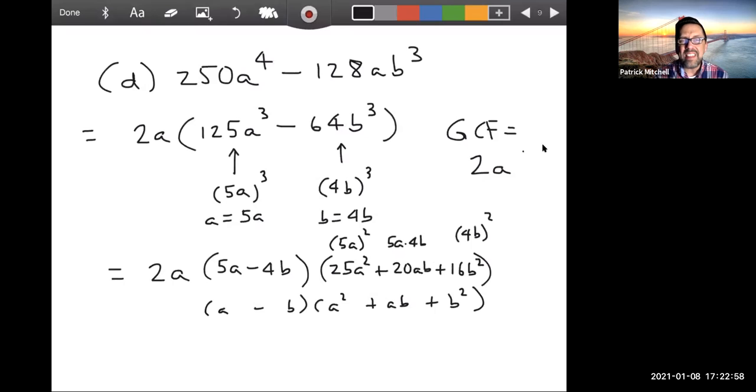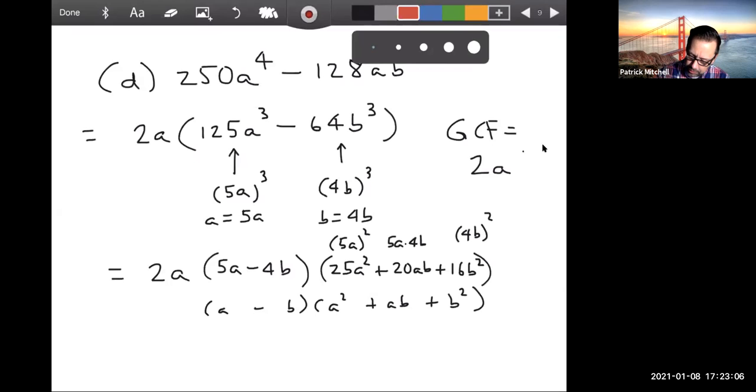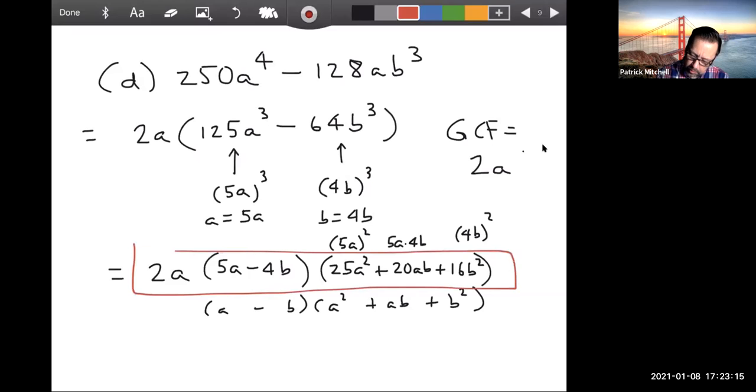Scale of 1 to 10, this is a 9.5. This is about as hard as they will ever get, just in case you're freaking out. But now we're done. The answer is right there: 2a times 5a minus 4b times 25a squared plus 20ab plus 16b squared.